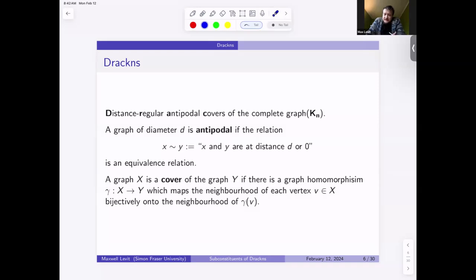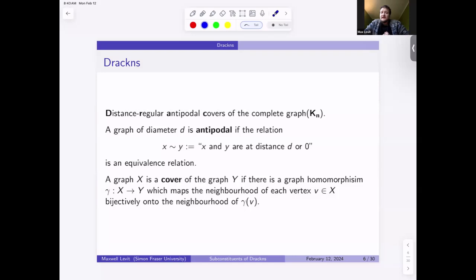Well, a graph of diameter d is antipodal if this relation of being at distance d or 0 is an equivalence relation. Another way to say that, which is more confusing linguistically, but I think clear, is that if a vertex is at distance d from another vertex, then those two vertices are at distance d from the same vertices.